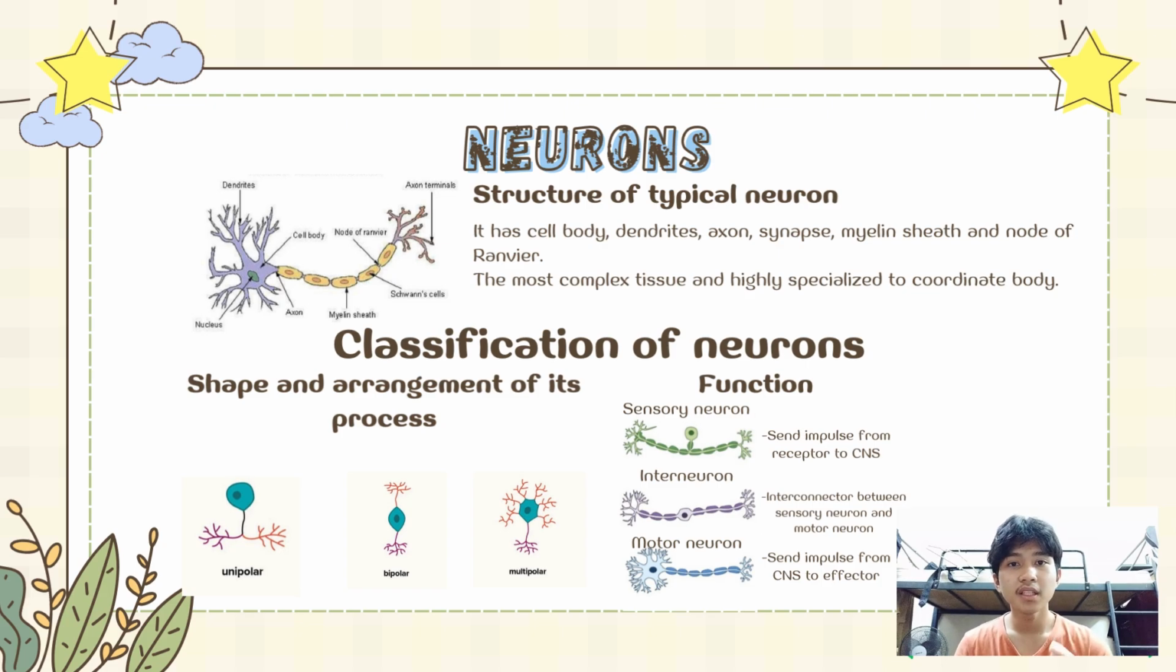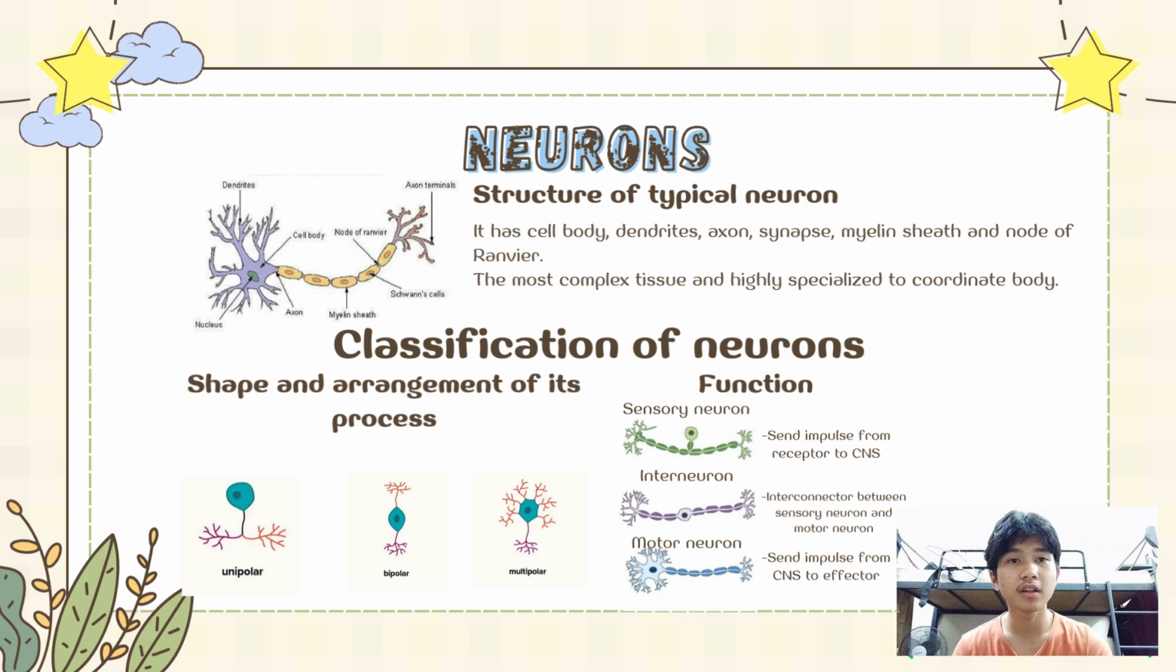Next is the multipolar neuron. The multipolar neuron is the typical common neuron, just like the structure I explained before. It is multipolar because it has many processes extending from the soma. This means it has many dendrites, but only one axon. This is commonly found in the central nervous system.